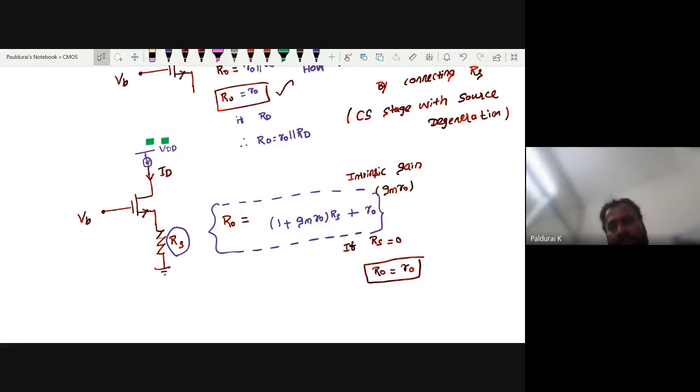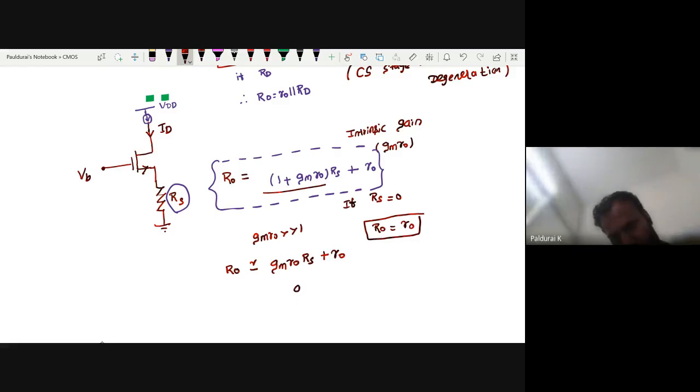So what about this gain? Now this gm RO is very, very much greater than 1. Then what about this approximation? 1 plus gm RO becomes gm RO, times RS, plus small RO. Now this gm RO RS is very, very much greater than small RO. Therefore, once again, R out is almost equal to gm RO times RS.